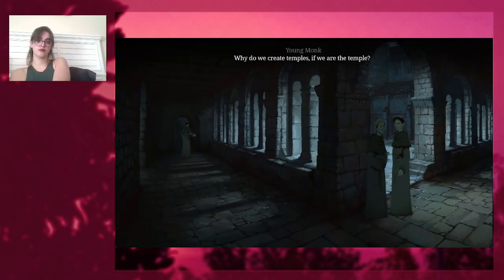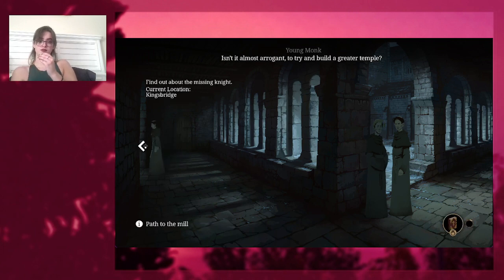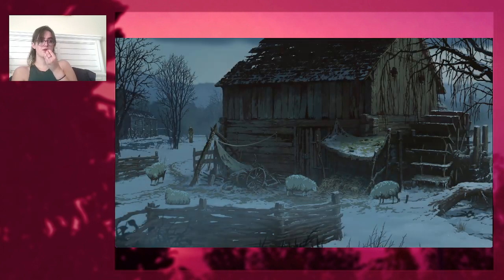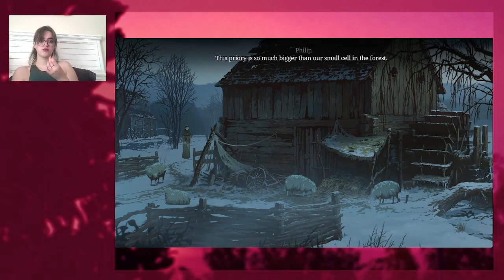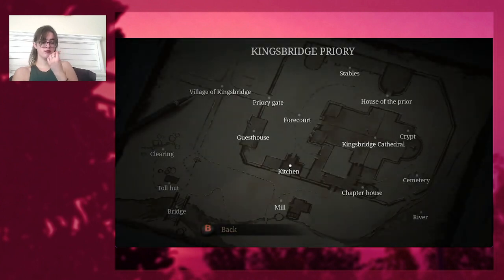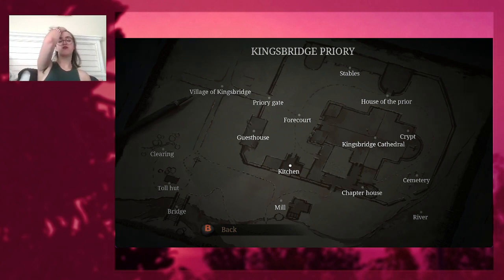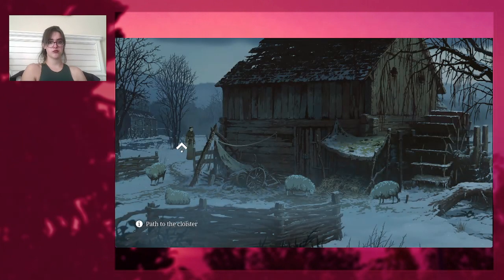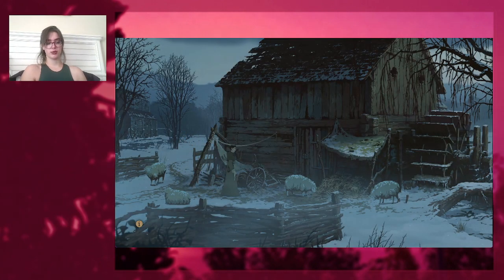Into the cloister, I guess. Why do we create temples if we are the temple? Isn't it almost arrogant to try and build a greater temple? Sure. This priory is so much bigger than our small cell in the forest. So, we're near the mill right now. Does that mean we should go back to try and get into the chapter house or the guest house? Let's check the mill first, though.